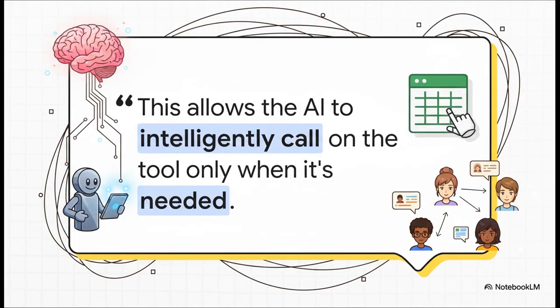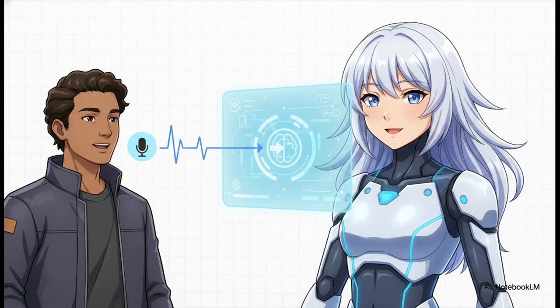So why do we do it this way? Well, by making the node a tool, we're basically giving the AI the power to think for itself. It's not just a dumb step in a sequence anymore. The AI can now intelligently decide when to use the Google Sheet. It'll only call on that tool when a customer actually gives it information that needs to be recorded. Smart, right? We are so close.